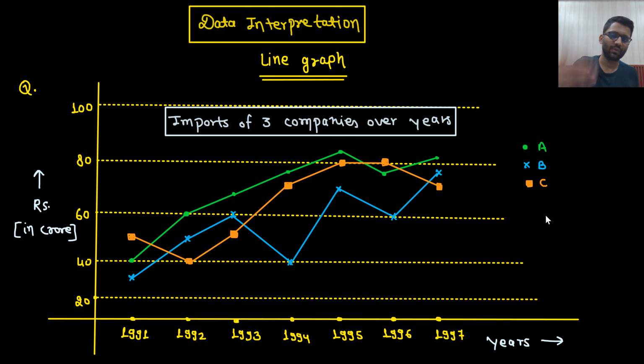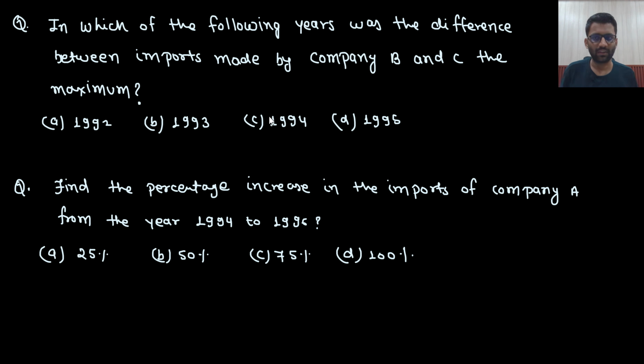Okay. So let's start with the first type, that is line graph. The graphs are made with the lines. That's why it is known as line graphs. So this is the graph. Some graph is given: imports of 3 companies over the years. And based on this graph, they will be asking you the questions.